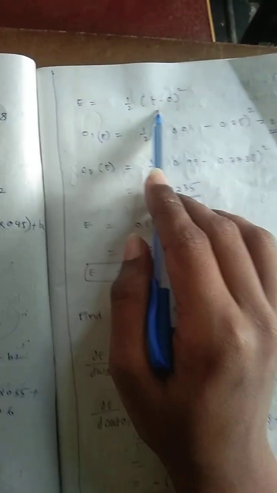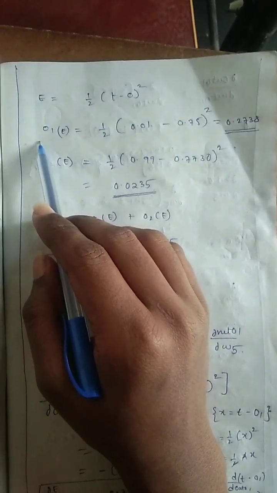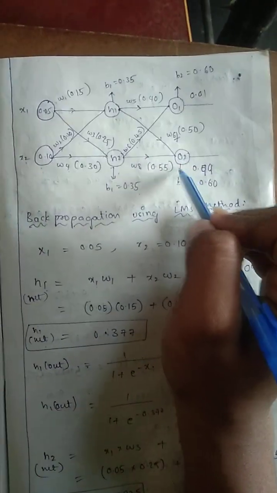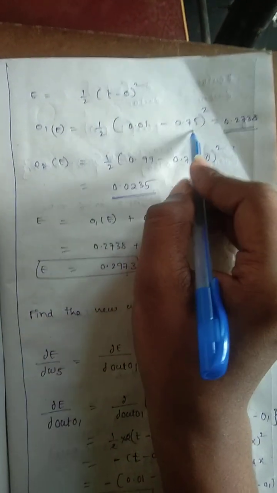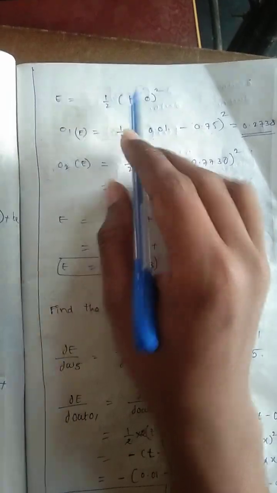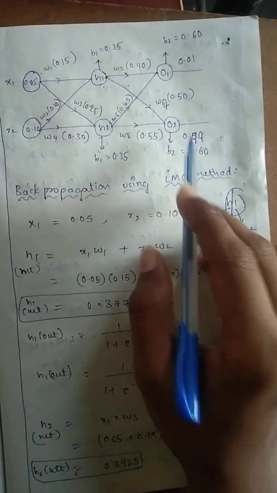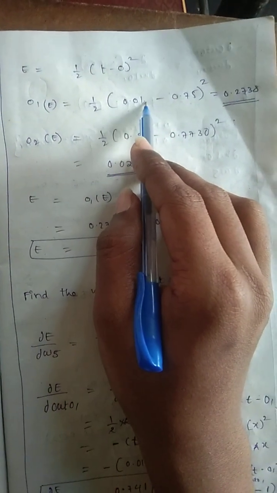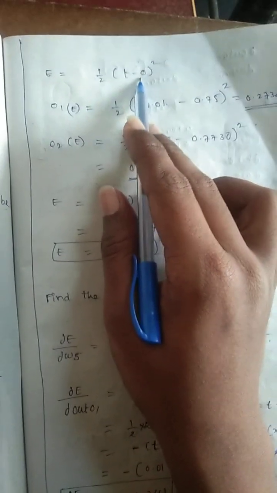Error is equal to half of (target minus output) whole square. First we find the out1 error, and then we go with the out2 error. Out1 error is equal to half of (target minus output) whole square. What's the target of out1? Out1 target is 0.01 and the target of out2 is 0.99. First we consider 0.01 for the out1 target, and o1 is the output value.